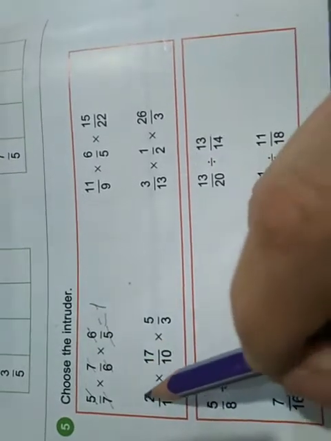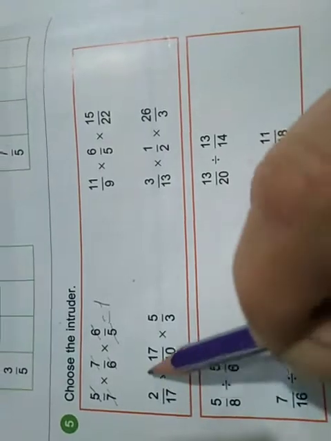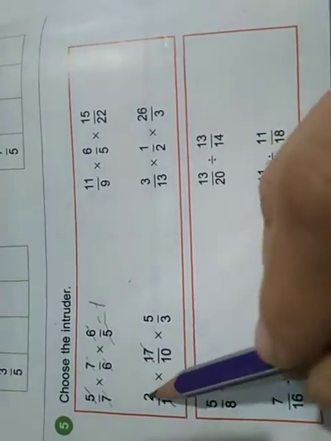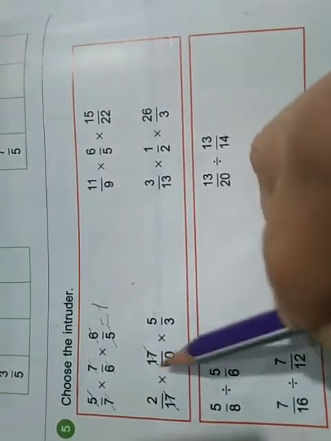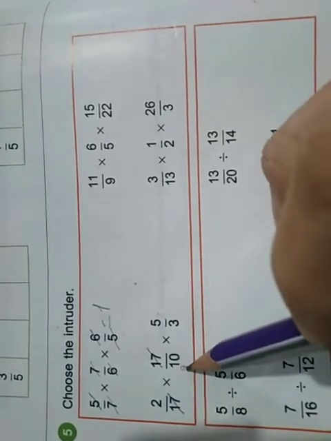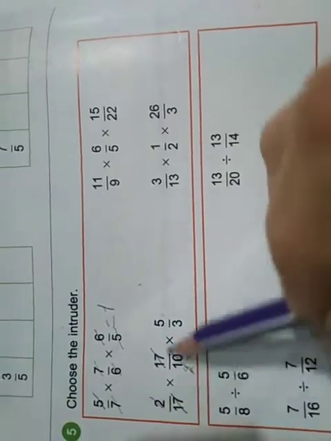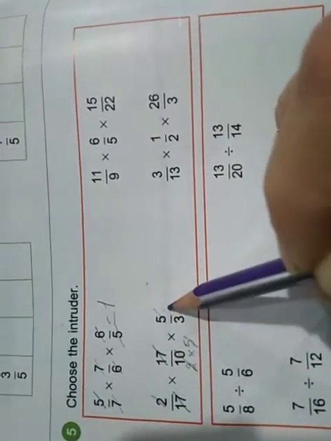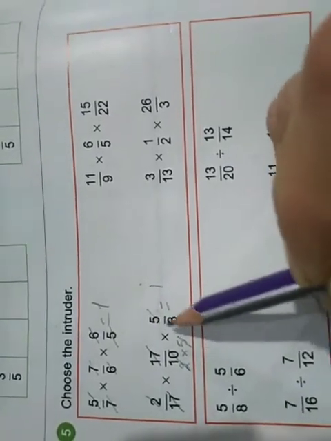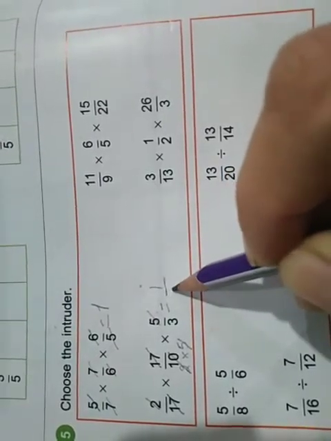Next one. 2 over 17 times 17 over 10 times 5 over 3. We have 17 divided by 17, so we simplify it. Now, 2 and 5 in the numerator and 10 times 3 in the denominator. But here 10 can be written as 2 times 5. So we simplify by 2 and simplify by 5. What remains in the numerator? 1. Okay, since we simplify here, we have to replace it by 1. And in the denominator, there's 3.